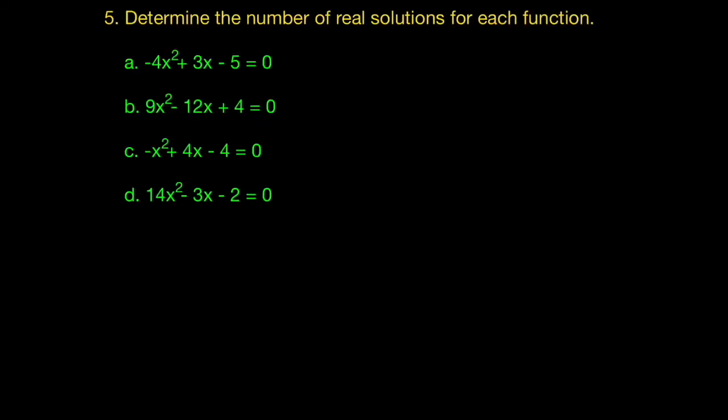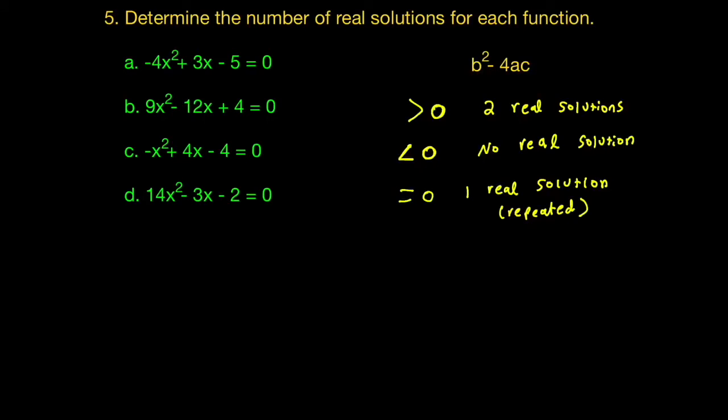Moving on to example number 5, determine the number of real solutions for each of the quadratic functions. In order to determine the number of real solutions, we're going to need to calculate the discriminant, that is b squared minus 4ac. If the discriminant is bigger than 0, we're going to get 2 real solutions. If the discriminant is less than 0, we're going to get no real solution. And if the discriminant is equal to 0, we're going to get 1 real solution.